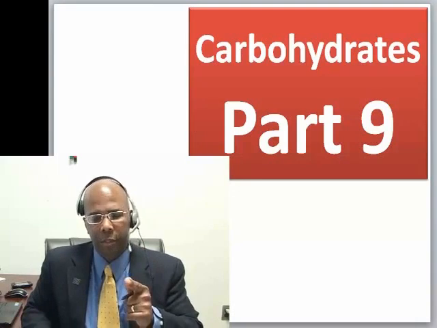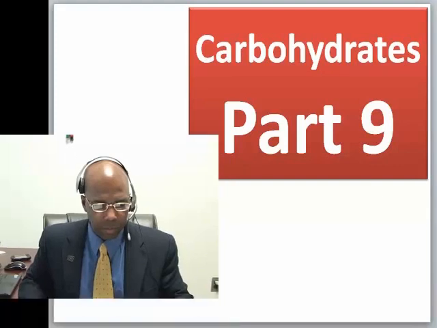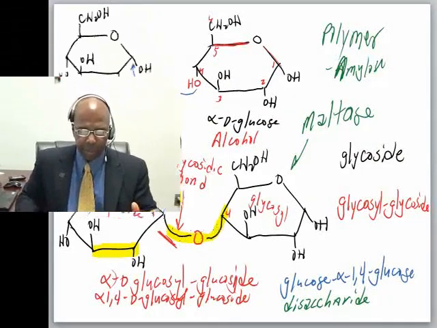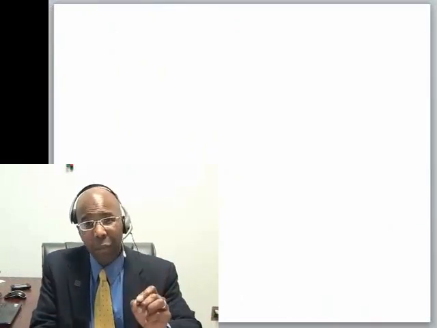Okay, we've already looked at maltose. Maltose is just a disaccharide that has an alpha 1,4 bond. The next we're going to look at is another disaccharide, but it's going to be a beta 1,4 linkage.